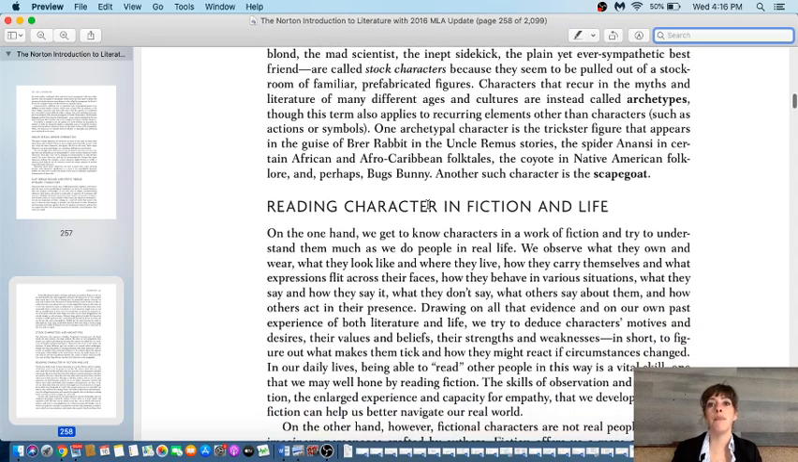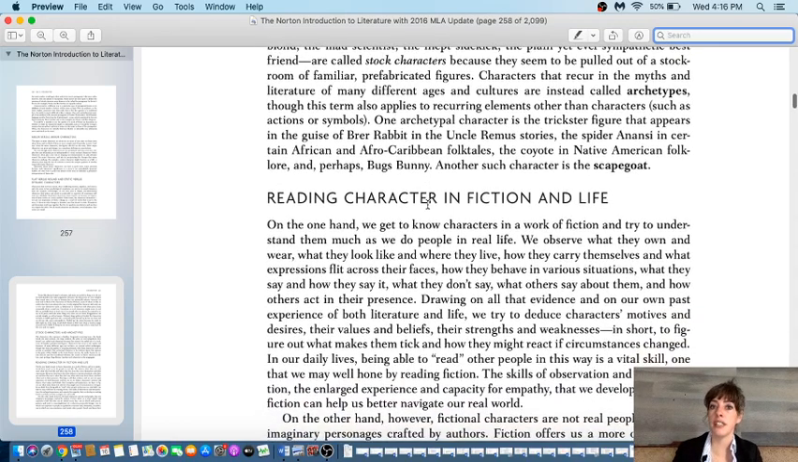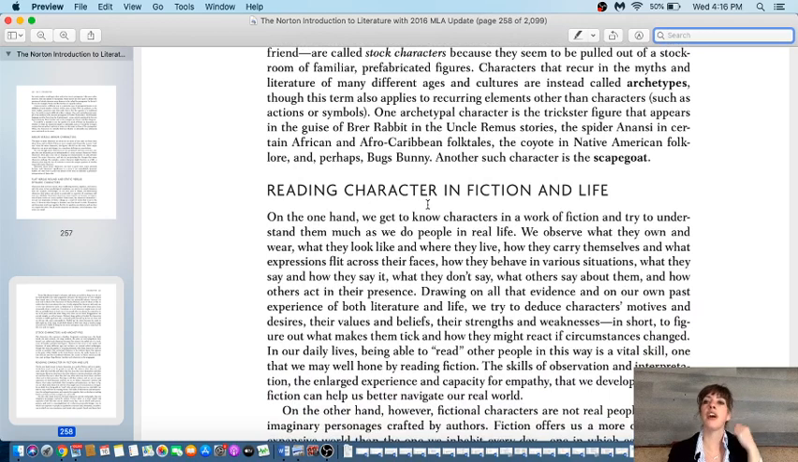Characters that reoccur in the myths and literature of many different ages and cultures are instead called archetypes. So these are different things. An archetype is not a stock character, and although it does have a pattern that it follows, and often connects to many other characters of the same archetype throughout literature, it is more dynamic than a stock character. A stock character would be a flat character. An archetype is often still very dynamic.